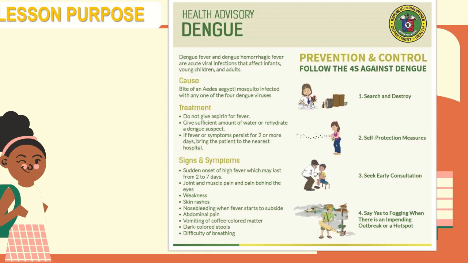Prevention and control. Follow the 4S against dengue. Search and destroy. Self-protection measures. Seek early consultation. And say yes to fogging when there is an impending outbreak or a hotspot.